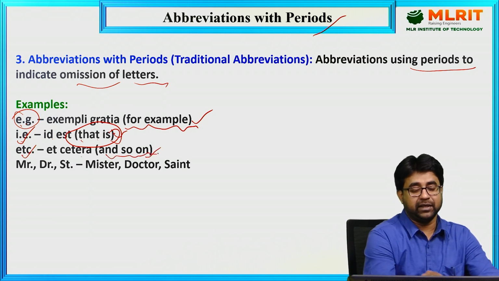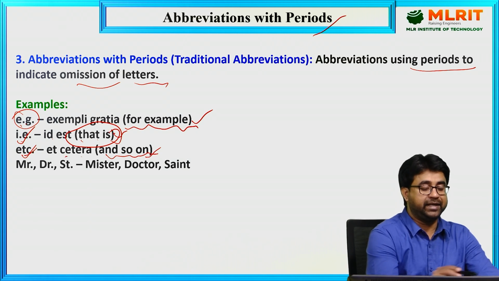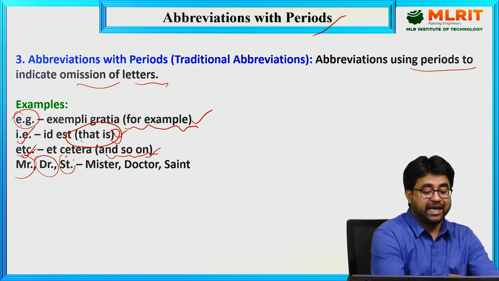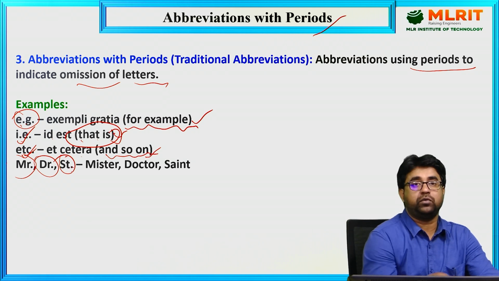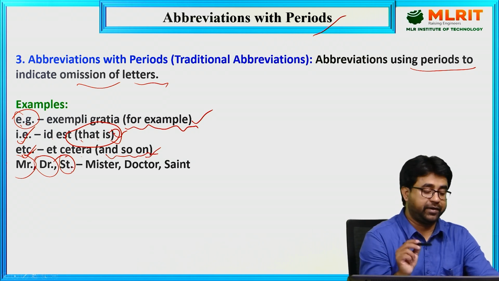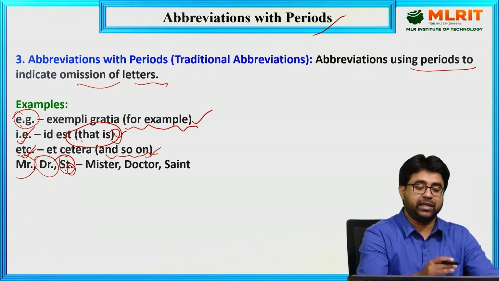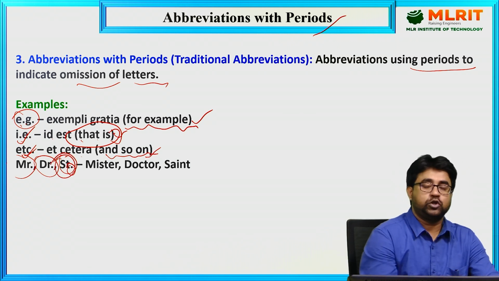Instead of using "so on," we use etc. Then with titles, Mr., Doctor, Saint. Here also, with the dot, we are using the abbreviated form. So this dot indicates the omitted thing. There is something which is omitted. This is the shortened form.